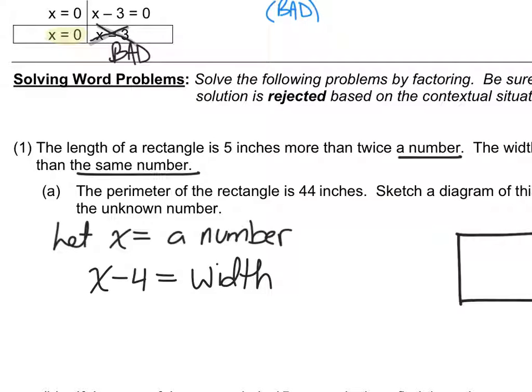Now that's a number, because we have this complete unknown that we're calling x, that's a number. The length of it is 5 more than that. Okay, so I probably should have written that first. So x plus 5 would be your length.